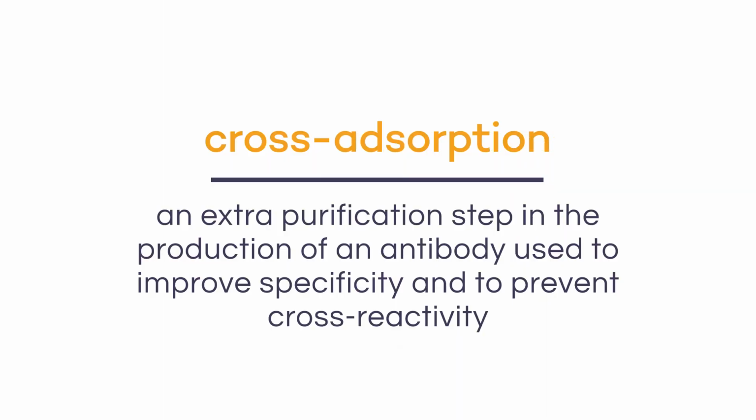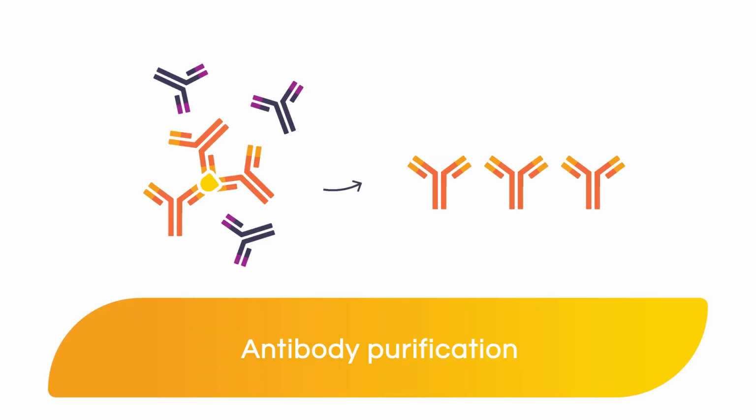It's also very important to choose highly cross-adsorbed antibodies for multiplexing. Cross-adsorption, also known as pre-adsorption, is an extra purification step involved in the production of an antibody, which is used to improve specificity and prevent cross-reactivity to other similar species. In this process, an antibody product is passed through a column filter containing serum proteins from potentially cross-reactive species, which capture any antibody molecules which would otherwise cross-react in your assays.